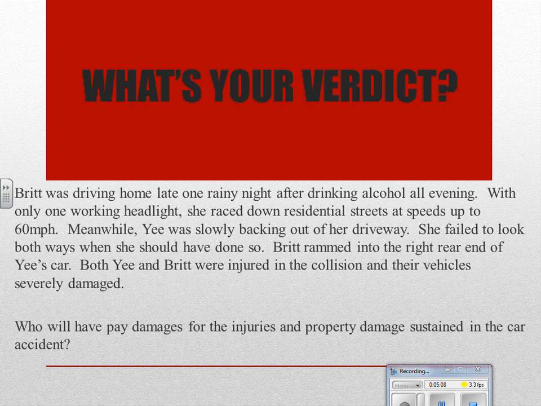Okay, so in our example here, who will have to pay the damages for the injuries and the property damage that was sustained in the car accident? So we have Britt. She was drunk, she was speeding, it was rainy, she had one headlight, so Britt is big time at fault here. And Yi is slowly backing out of her driveway. She does not look both ways though. So she doesn't look both ways and she doesn't see Britt come flying around the corner with her one headlight in the rain. Who is responsible here? Are they both responsible? Is one responsible?